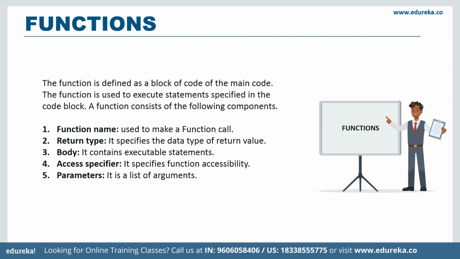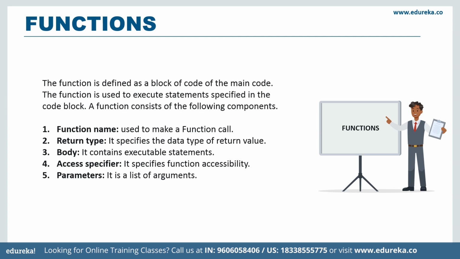The function name is used to make the function call. Then the return type, which specifies the data type of the return value, and followed by that the body, which contains the executable statements. Then we have the access specifier, which specifies the function's accessibility. And finally the parameters, which are the list of arguments.